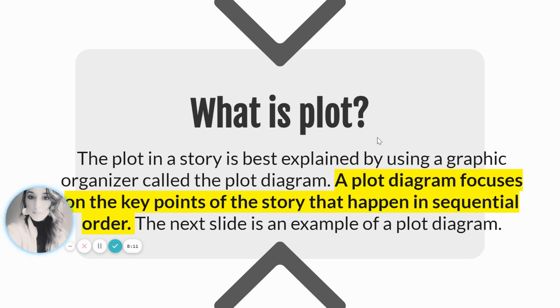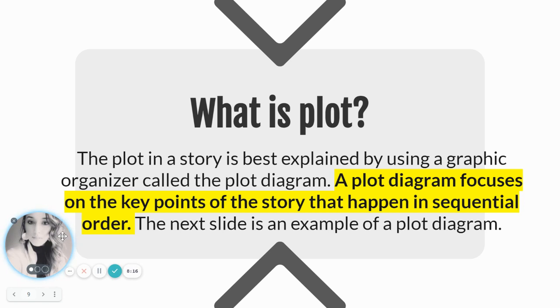The plot in a story is best explained by using a graphic organizer called the plot diagram. A plot diagram focuses on the key points or the most important parts of a story that happen in order, or in sequential order. And when we say sequential order, we're talking about beginning, middle, and end, BME. In the next slide, you'll see an example of a plot diagram.